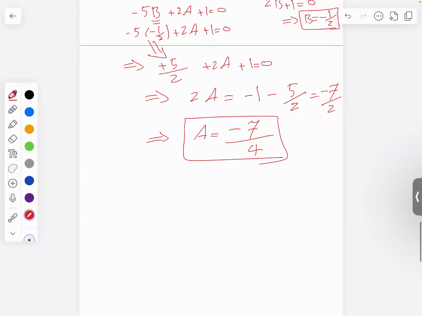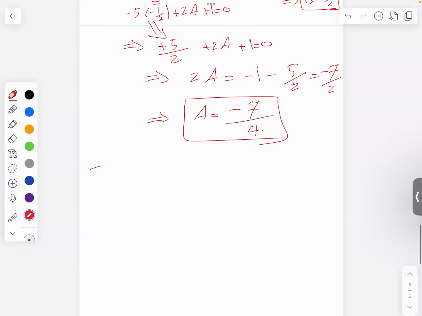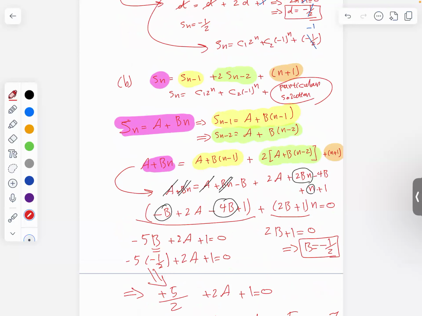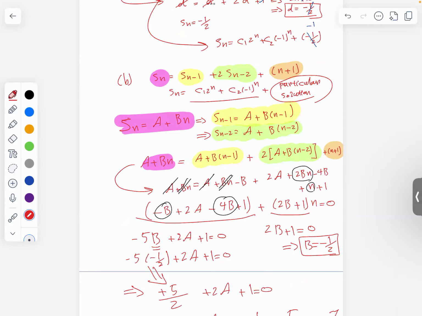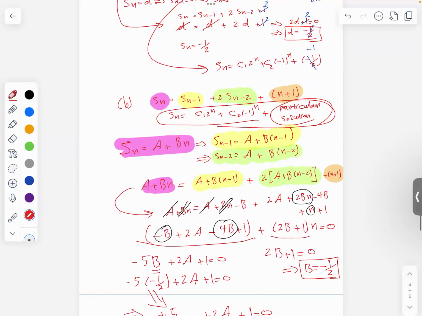Now let's update our solution. Particular solution has been found. Sn is equal to, what was it? Here, C1 times 2 power n, C2 times minus 1 power n. Is that minus 1? Yeah.